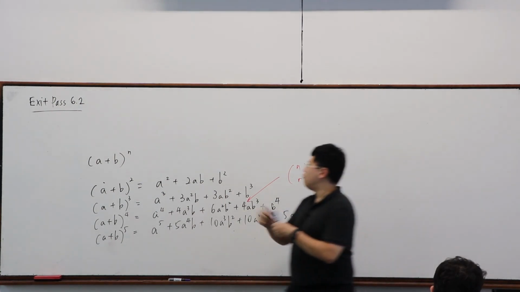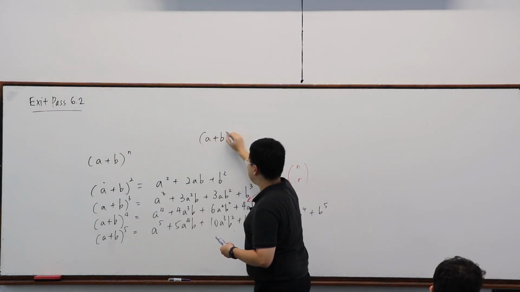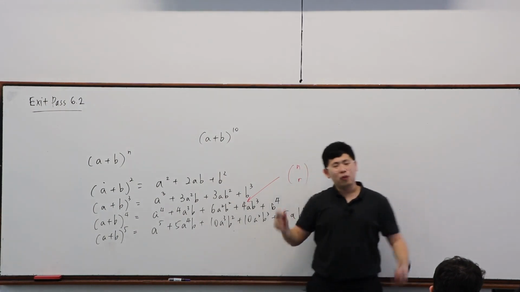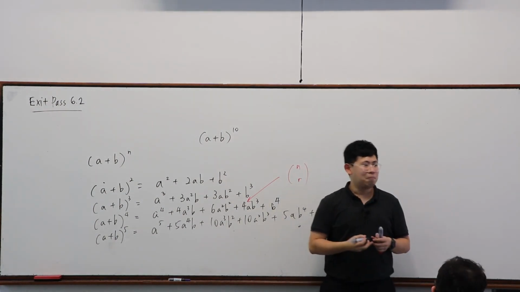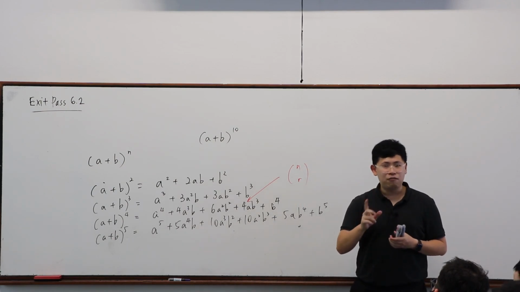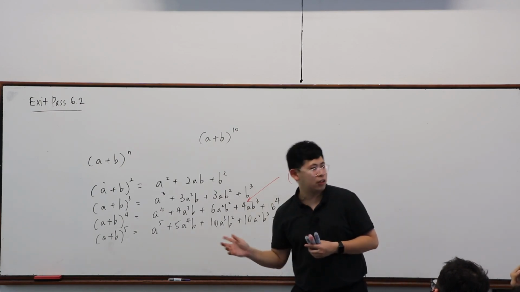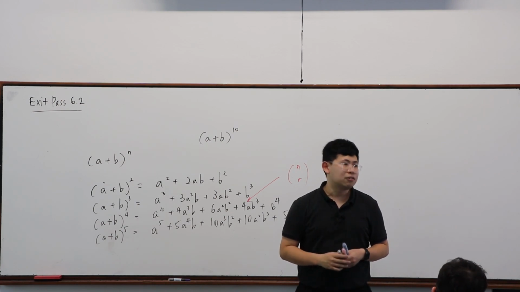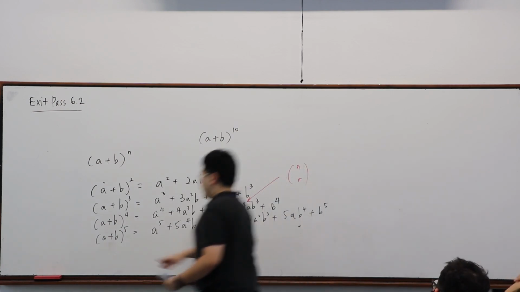But let's say you do a plus b to the power of 10. You expand until the sky turns black, the cows go home, you haven't finished. So there is a specific tool that we use for the binomial theorem. It is to look for the general term of the expansion.